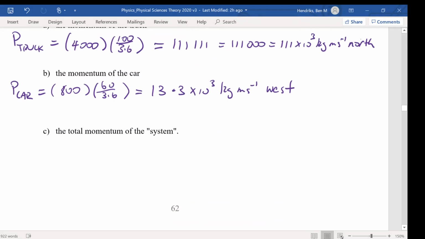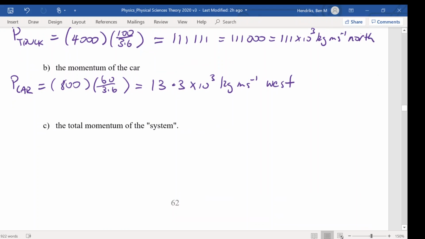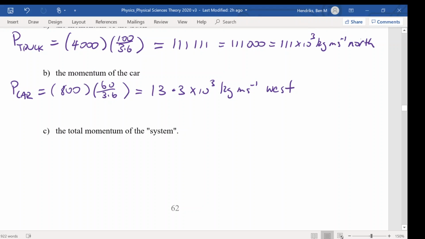So now it asks for the total momentum of the system, which is essentially, we can think of this as just 2 vectors. So we have a vector going north and a vector going west. Okay, you've done vector calculations before, so we want to firstly do a vector diagram. Let's see if I can do a straight line. There we go.